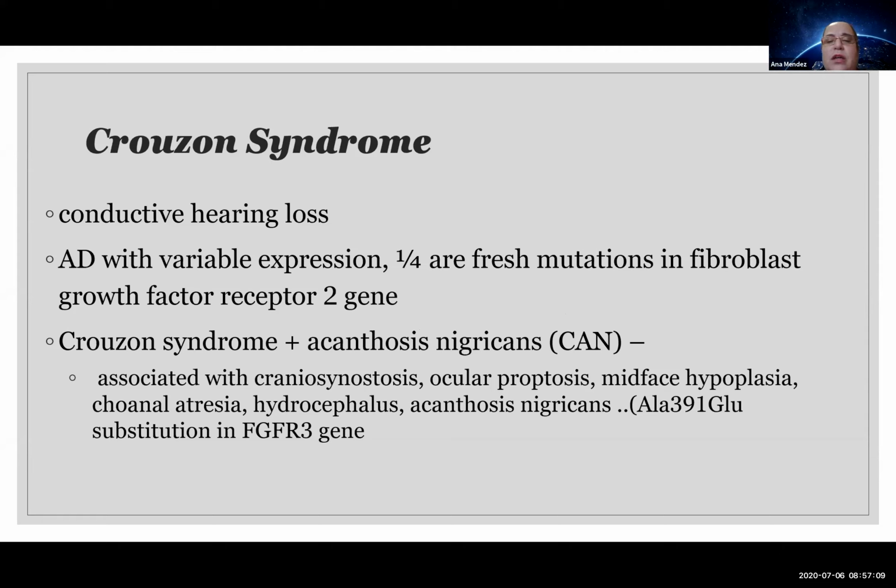One-fourth are fresh mutations in the fibroblast growth factor receptor 2 gene. And Crouzon syndrome, they can have it with acanthosis nigricans, an entity called Crouzon with acanthosis nigricans. It's associated with craniosynostosis, ocular proptosis, midface hypoplasia, choanal atresia, hydrocephalus, acanthosis nigricans, and it's in the FGFR3 gene.